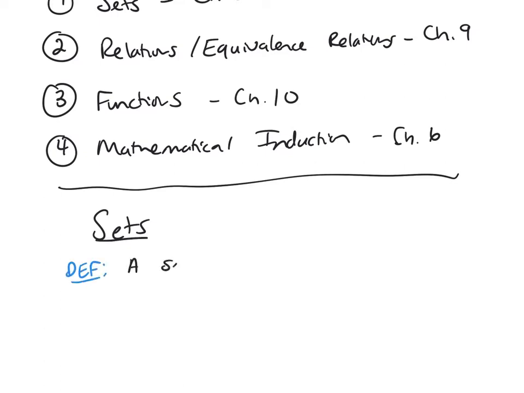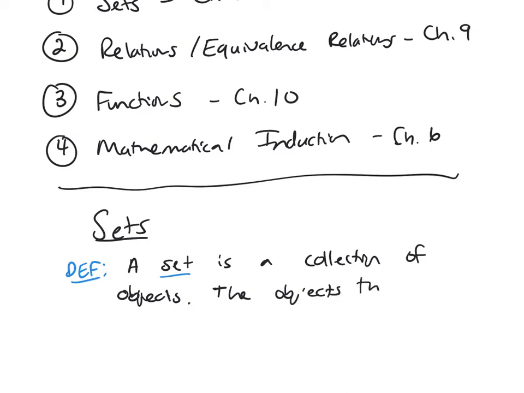A set is a collection of objects. The objects themselves that make up a set are called its elements.